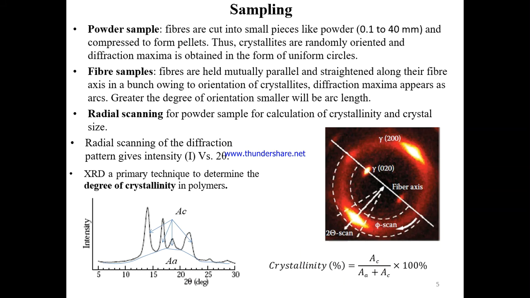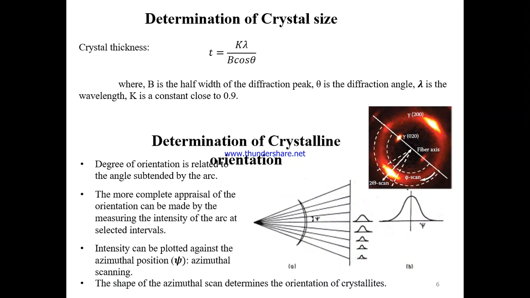Now come to the fiber sample. In case of a fiber sample, you will not get the concentric circles. You will get only the concentric arcs, just as shown here in this figure. This is the arc. One arc is here in this position, another arc is here in this position.